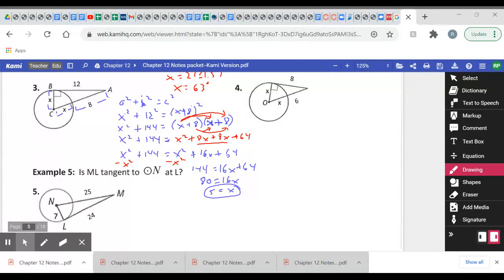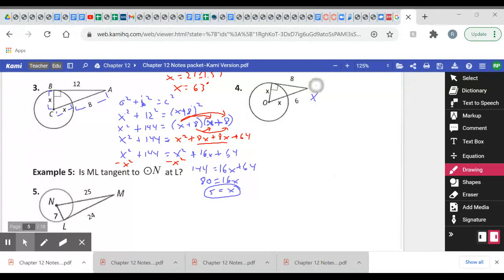Okay, number 4 is basically the same problem, just different numbers. So I would recommend trying this one on your own. Pause the video, try it on your own, and then you can come back and see if you got the same thing I did. But I will go ahead and work it out for now. So hopefully you've tried it on your own.